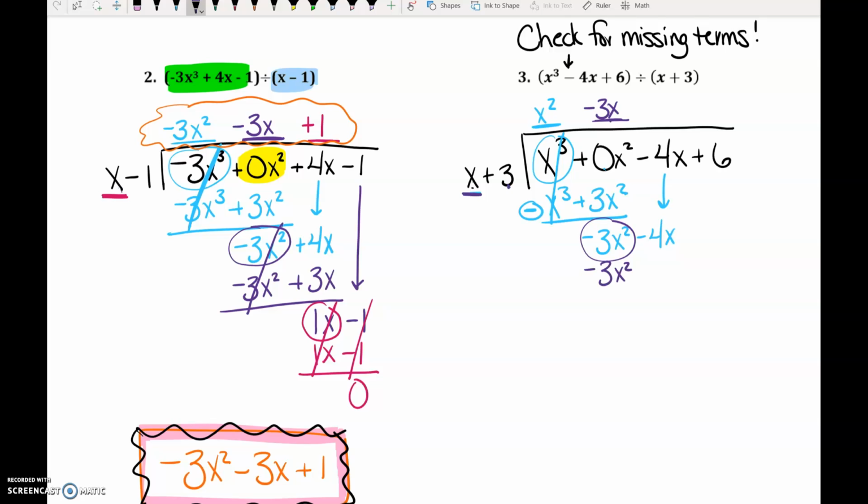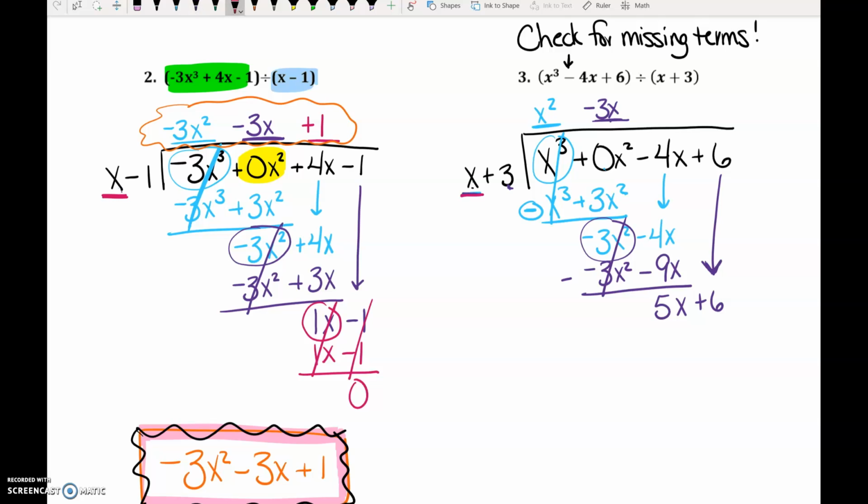Negative 3x times 3 gives us negative 9x. We have to subtract both of these. The first term cancels. Negative 4x minus negative 9x, that's really negative 4x plus 9x. That should give us positive 5x. I like to have my calculator nearby so I can just type in negative 4 minus the negative 9. That way my brain doesn't have to think about it and it just tells me that it's 5x. Bring the next term down. Then you're ready for the next cycle.